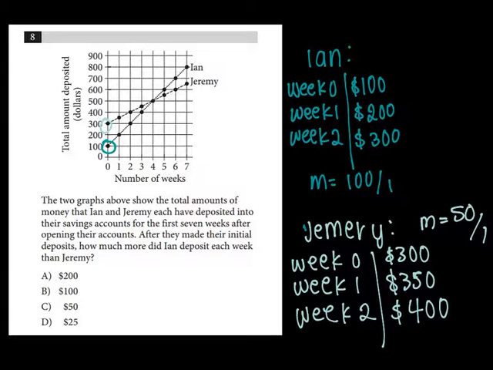So now we can just subtract the slopes from each other. So Ian with 100 minus Jeremy with a 50. 100 minus 50 is obviously just 50. So how much more did Ian deposit each week than Jeremy? The answer is C, which is 50.